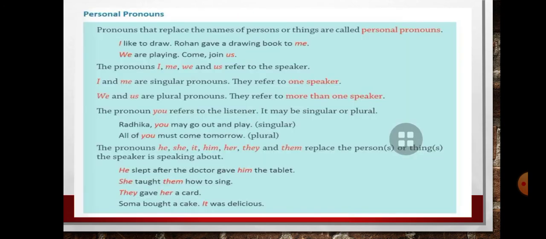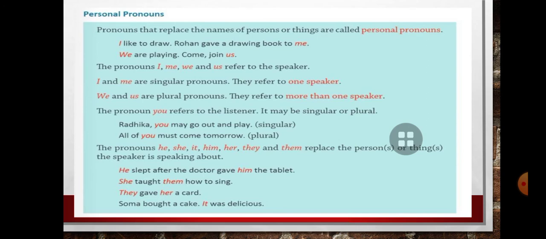Now, children, next is personal pronouns. What are personal pronouns? Pronouns that replace the name of a person or things are called personal pronouns. So, children, I like to draw. Rohan gave a drawing book to me. We are playing. Come join us.